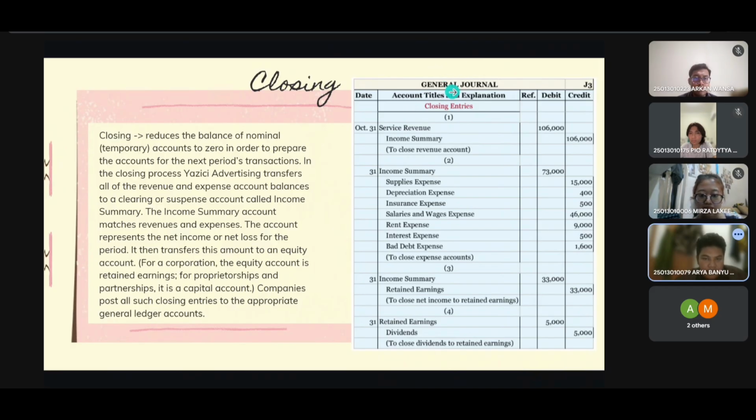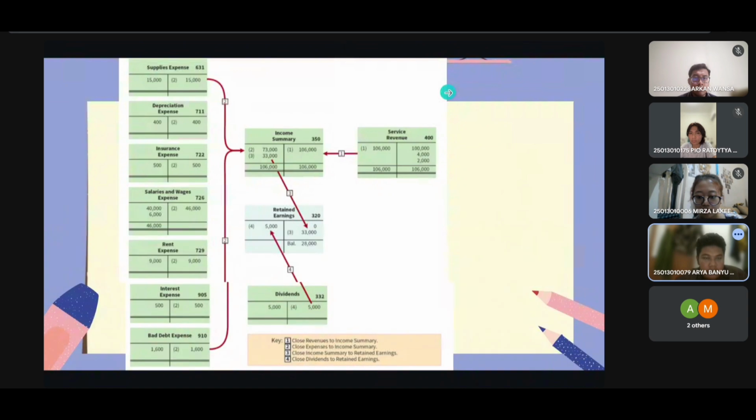The next one is the procedure of making the closing entry. Like I said, the expense is calculated and the net profit or loss is also entered in the income statement. So we know that the income statement and revenue are matched.